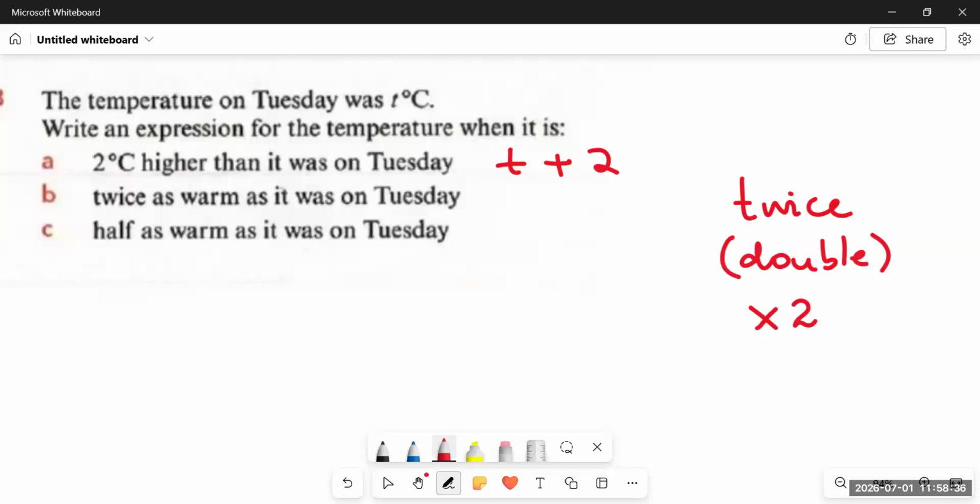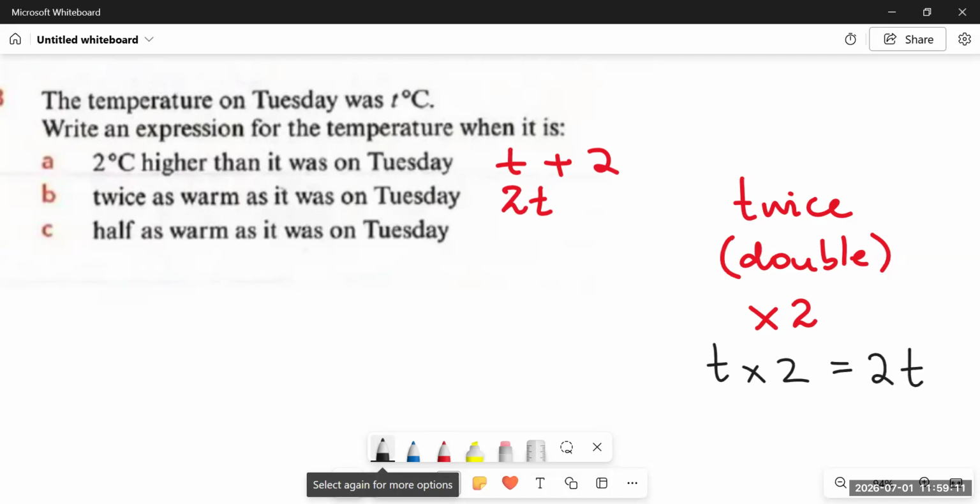So twice as warm as it was on Tuesday. Initially it was T degrees on Tuesday, and then in part A, it was 2 degrees higher, but the second expression says twice as warm as it was on Tuesday. So it will be 2t. Why? Because when we multiply t with 2, it will become 2t. 2t means 2 multiplied by t, and t multiplied by 2 or 2 multiplied by t are the same. This is called the commutative law.